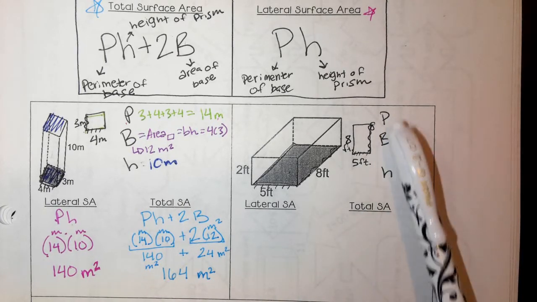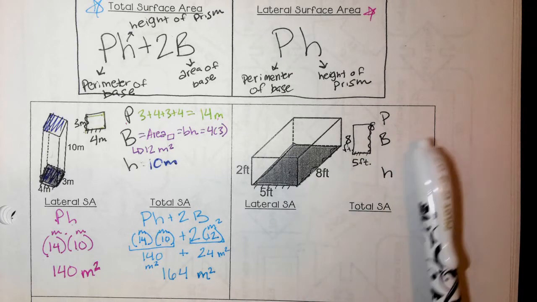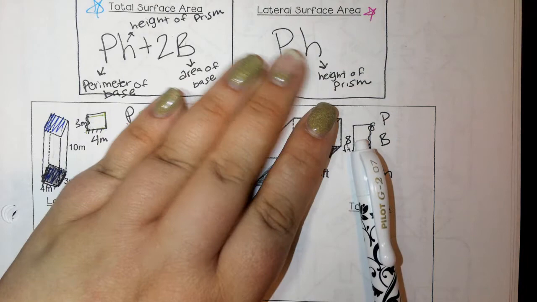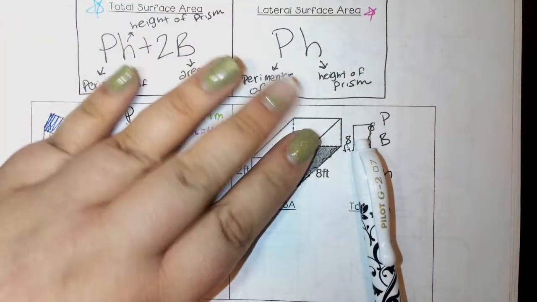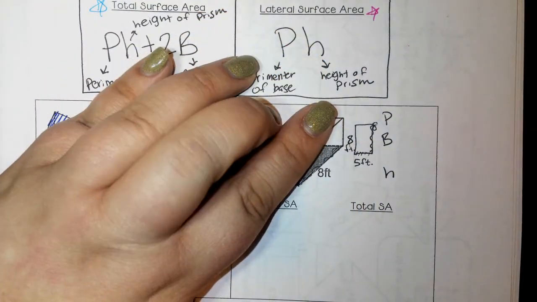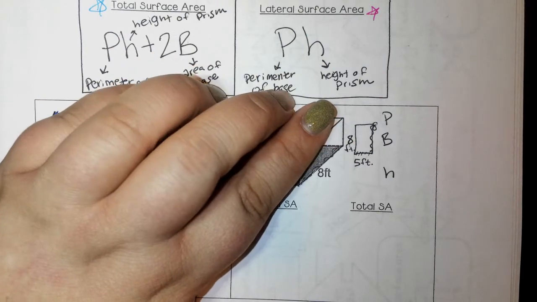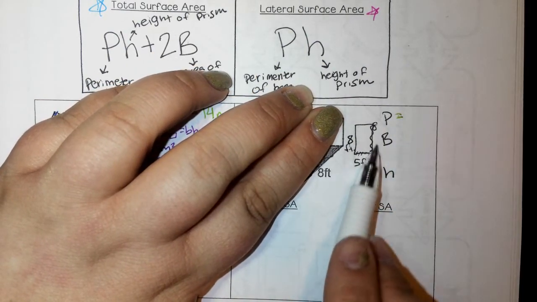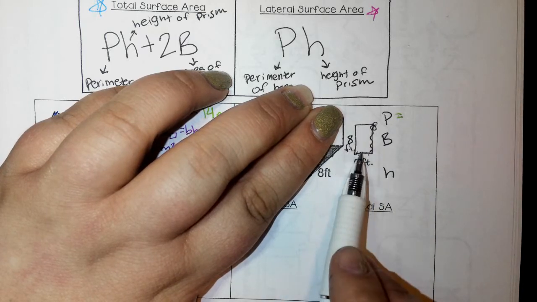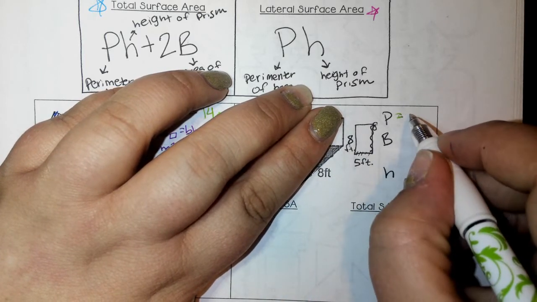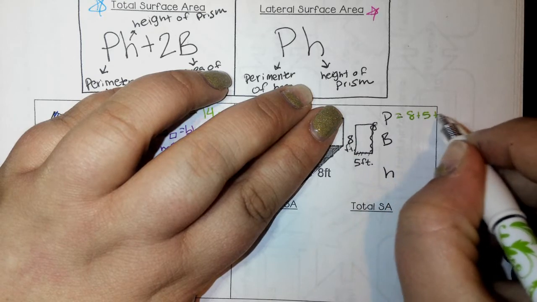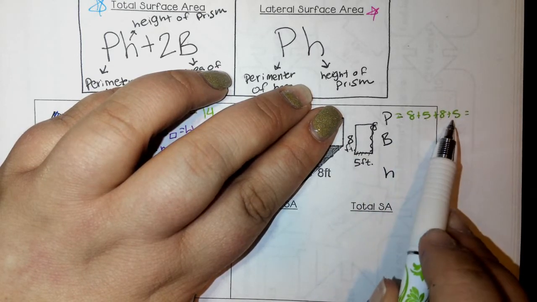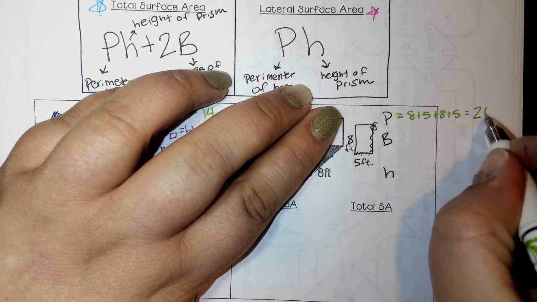To find the capital letters, we're going to cover up the prism because the capital letters pertain to only the base that we've redrawn. Covering up the prism. Now we have P, the perimeter of the base, which we've redrawn. The perimeter of a rectangle is found by just adding all the sides. So this is 8 plus 5 plus 8 plus 5, which is 16 and 10, so 26 feet.